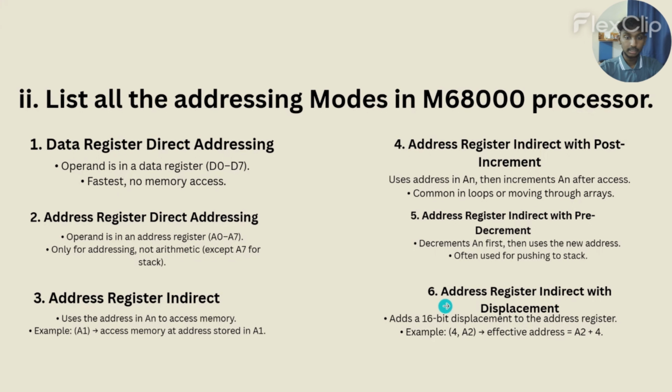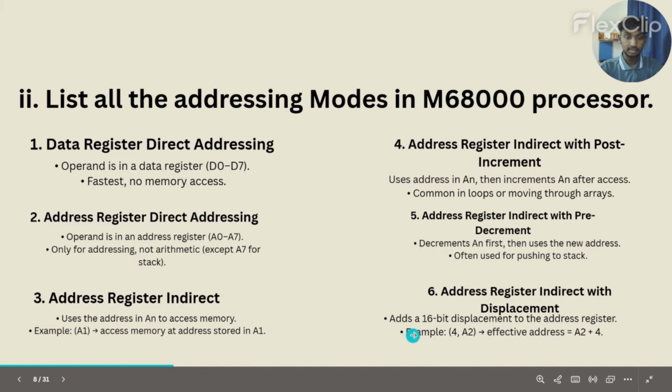The sixth one is address register indirect with displacement. It adds a 16-bit displacement to the address register. For example, we have 4(A2). The effective address is A2 plus 4.